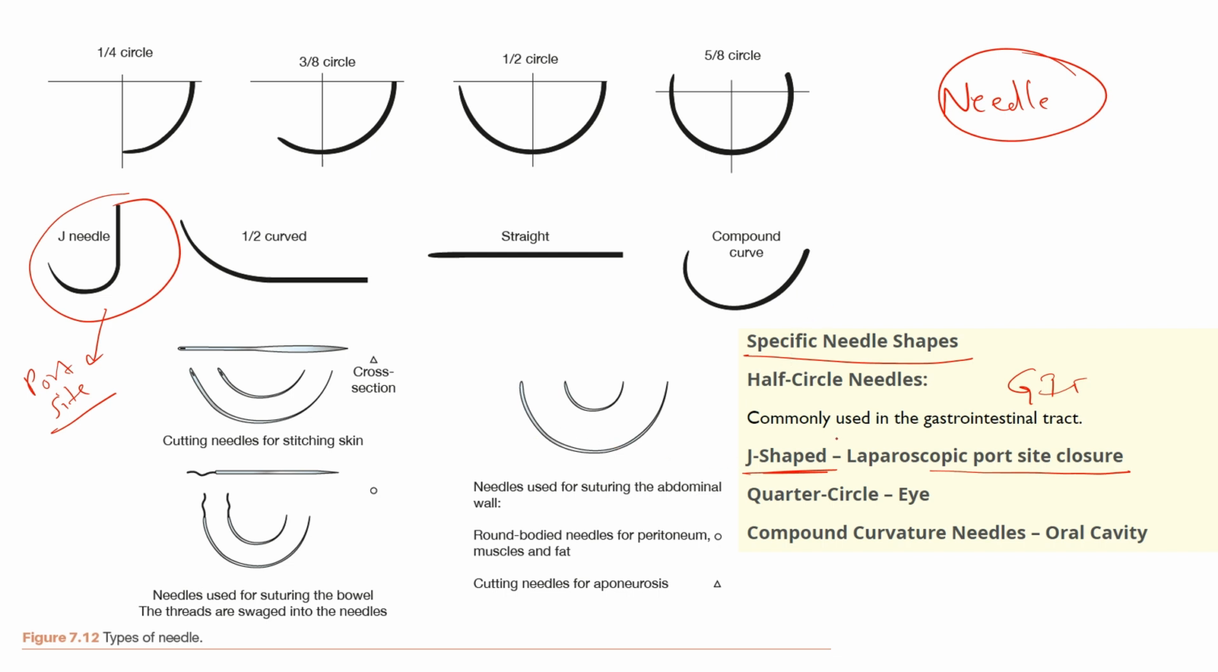And a quarter circle needle is commonly used for the eye. Now, compound curvature needles are usually used for the oral cavity. Okay, so these are all the different shapes of the needles.